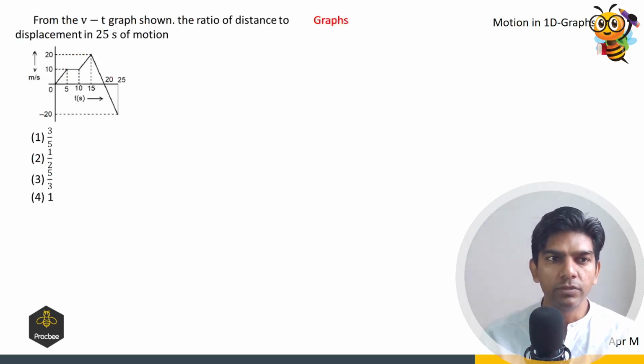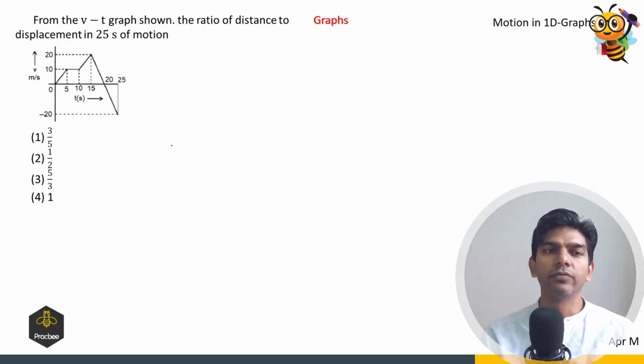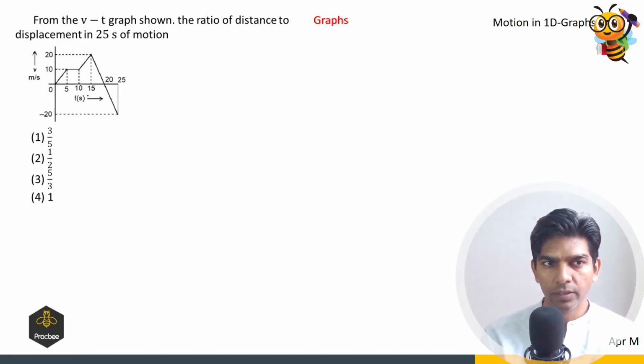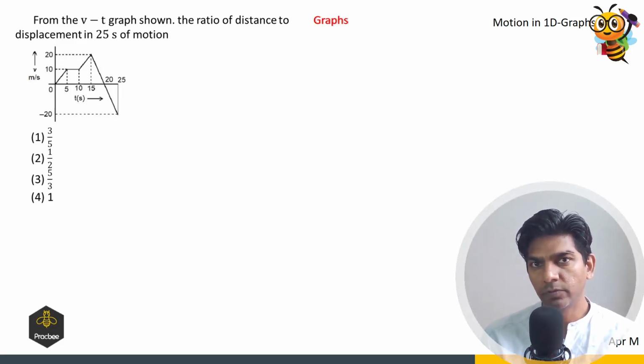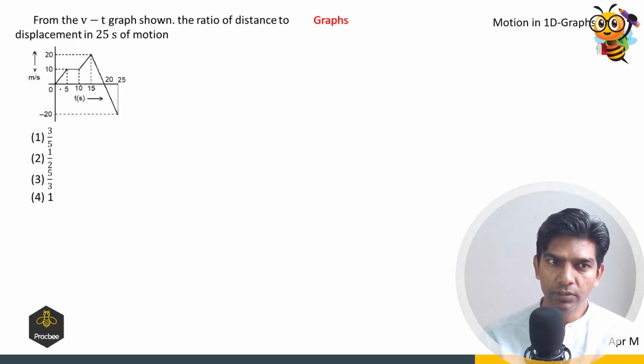Right, so let us see this question. From the VT graph shown, find the ratio of distance to the displacement in 25 seconds of motion. Whenever we are given a velocity time graph, the area above the time axis is taken as positive, and the area below the time axis is taken as negative for displacement. But in the case of distance, we have to add both the areas. So let us first find the area above the time axis.